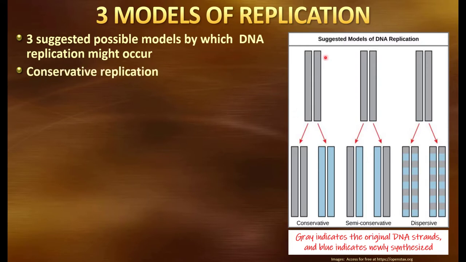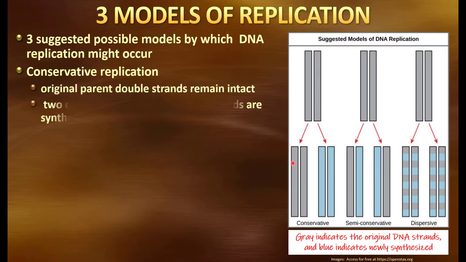When you think of conservative, think of this is your original DNA molecule. And when you're done with replicating, you still have your original DNA molecule that hasn't changed. So it has been conserved. And then you have an entirely new DNA molecule. The original double strand stays intact, and you completely synthesize two new strands in your new DNA molecule.